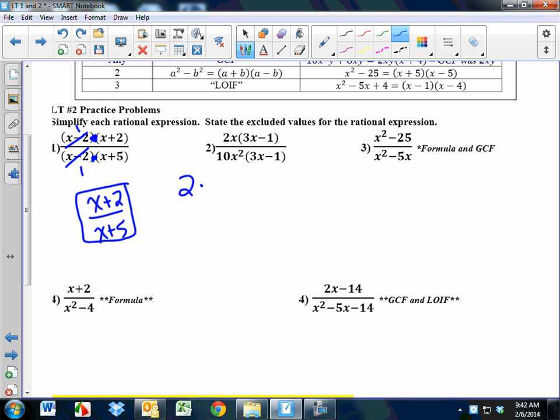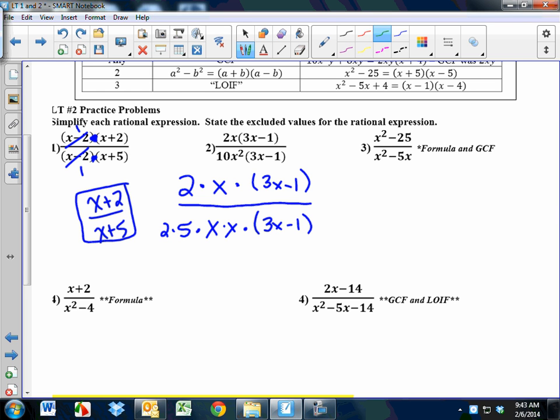There is 2 times x times parentheses 3x minus 1 divided by 10, which I'm going to rewrite as 2 times 5, because there's a 2 in the top, times x squared, which is x times x, times 3x minus 1. So the factors of the numerator are 2, x, and parentheses 3x minus 1. The factors of the denominator are 2, 5, x, and parentheses 3x minus 1.